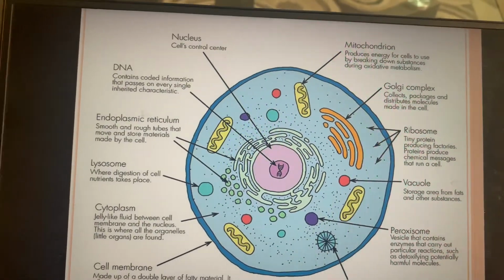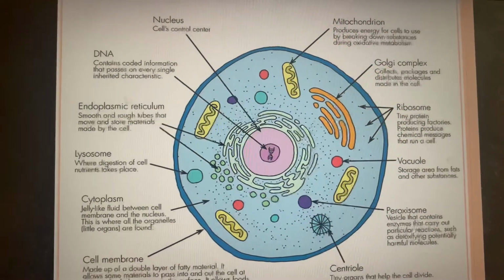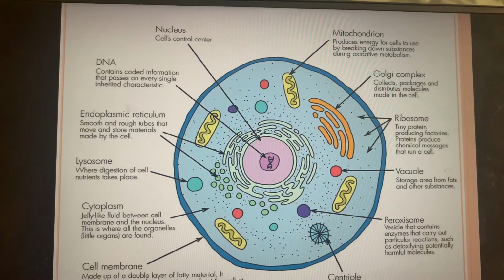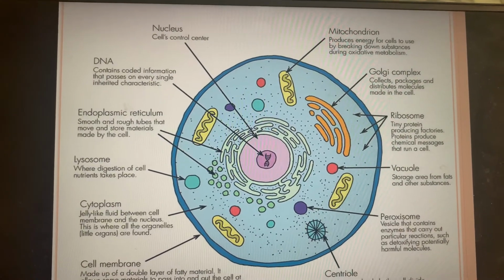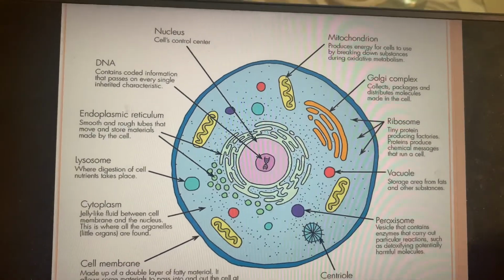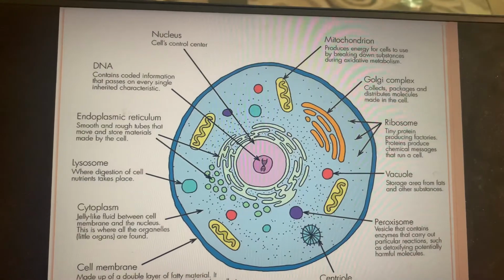Mitochondrion, let's talk about these parts of this slide. Mitochondrion is the powerhouse of the cell. It is involved in oxidative metabolism. The Golgi complexes collect, package and distribute molecules made in the cell.